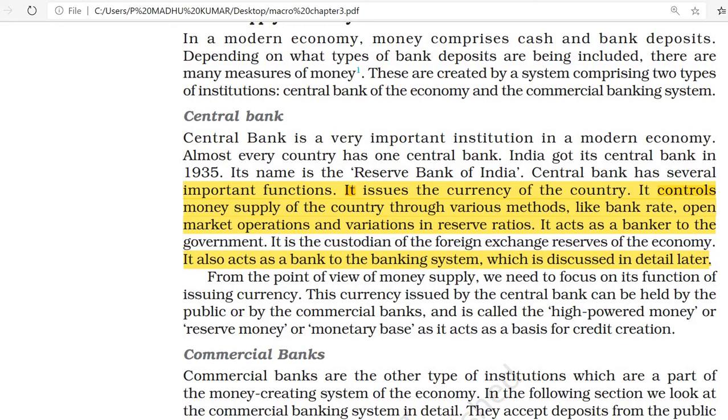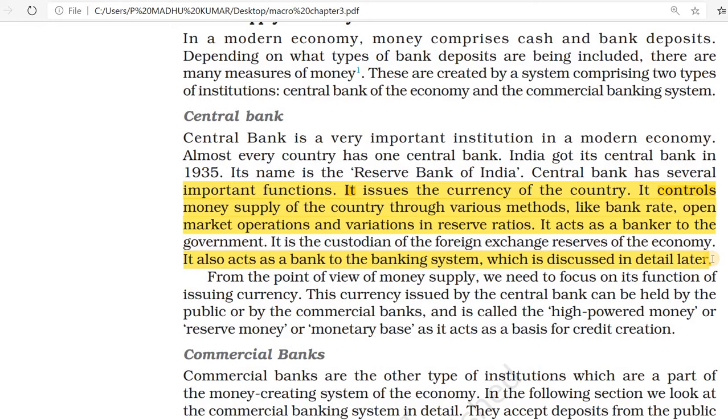The government, the Ministry of Finance, also issues currency, like rupee one notes and coins and other denominations issued by the Indian government. Then the important function is note issue. Another function is banker to the government. The RBI acts as a banker and advisor to the government.